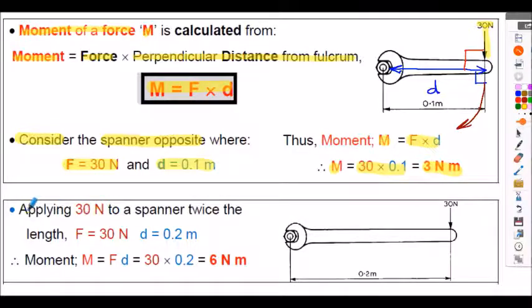The bottom box here just shows applying the 30 Newton force at twice the length from the nut. So in this case, the force remains the same, it's 30 newtons, but the distance is now doubled, it's 0.2 meters. So obviously the moment applied about the nut is doubled, it's now 6 Newton meters. But the calculation for the moment is again the force F, 30 newtons, multiplied by the perpendicular distance away from the pivot point, labelled D, which is 0.2 meters in this case.